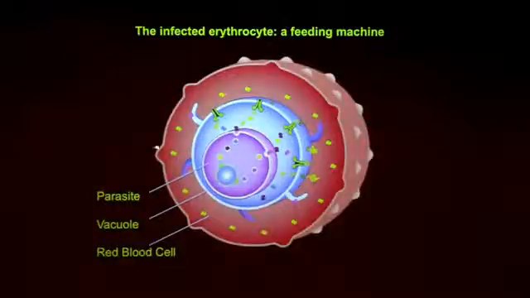So this is a slice through a cartoon of that infected cell. We have the red blood cell itself, we have a vacuole in which the parasite lives, and then you have the parasite itself. And some appreciation for the complexity of what the parasite had to do in order to achieve this incredible remodeling of the host cell.